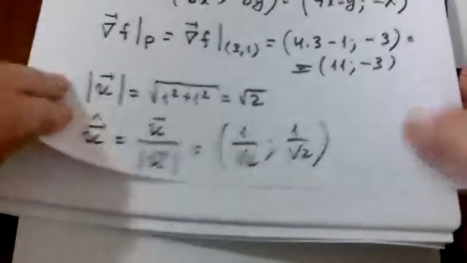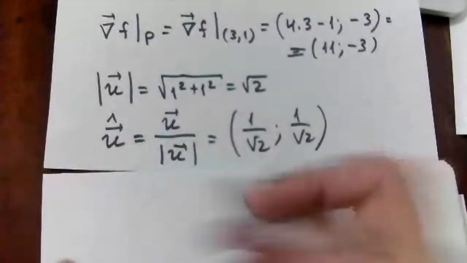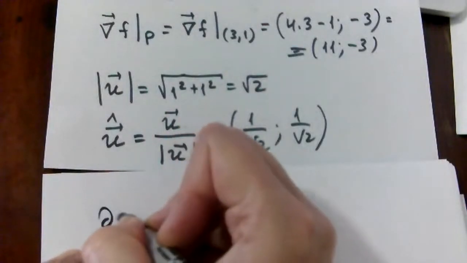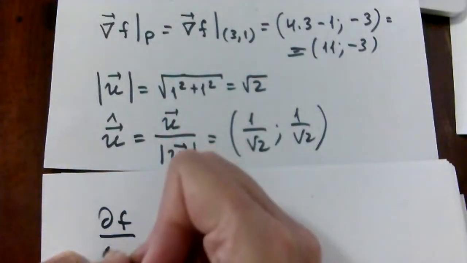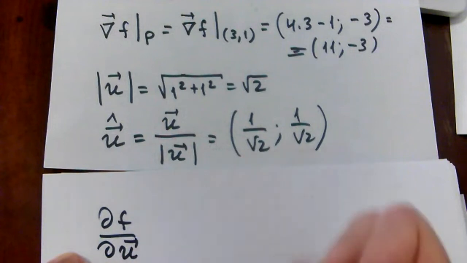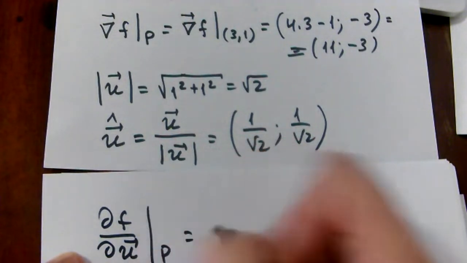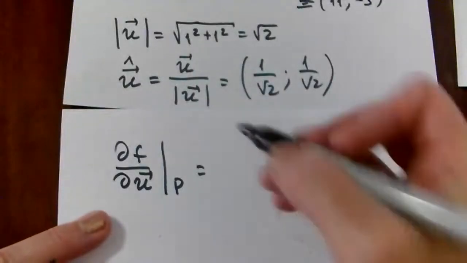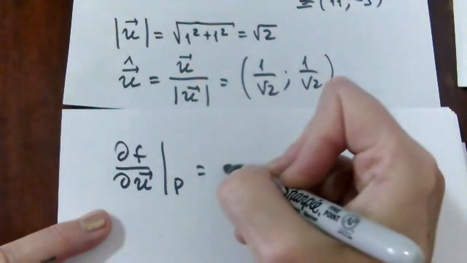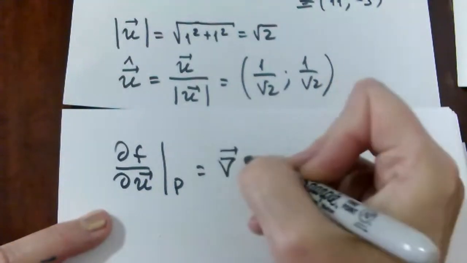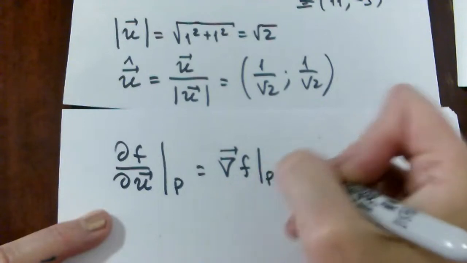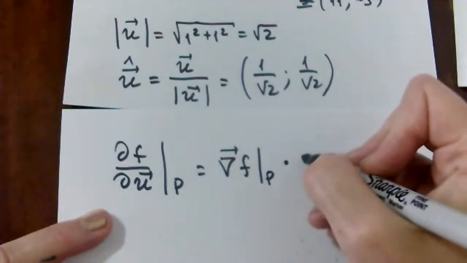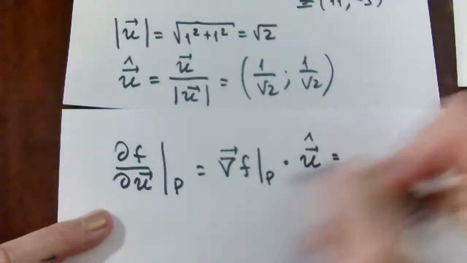So we prepared everything, but I've run out of paper as a result. I need to change the page. Everything looks bad now. And finally, we can calculate our derivative. So df over du at point P is equal to what? Let me write down this formula again. The gradient in point P times u hat.